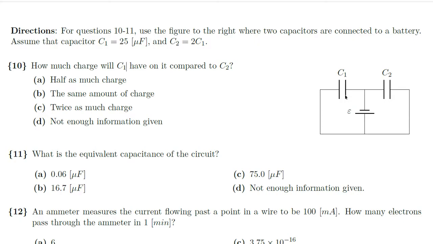So in this circumstance, we know that capacitor C2 has twice the capacitance, so it has twice the charge as the other one, given the same voltage. The reverse statement of that is that C1, having half the capacitance, therefore has half as much charge. The answer is A.